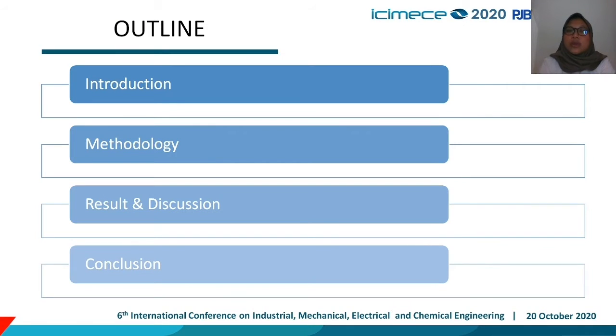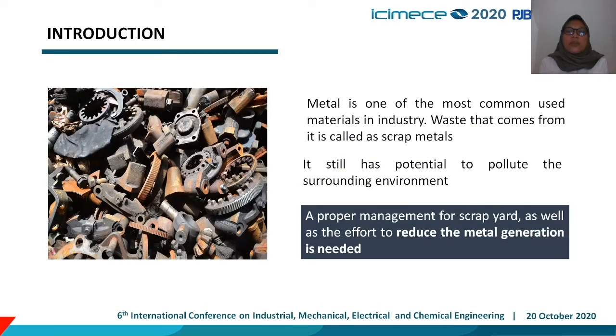The outline of this presentation, we will discuss the introduction, and then methodology, result and discussion, and also conclusion. Metal, as we know, is one of the most commonly used materials in industry. A waste that comes from it is usually called scrap metal. Scrap metal, even though it's not listed as hazardous waste, still has the potential to pollute the surrounding environment, either land contamination or air pollution.